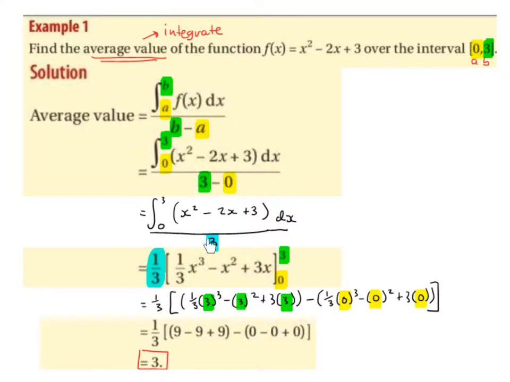And 3 minus 0 is 3, and technically I guess you have a 1 over here, so it's really 1 over 3, which is a third. So if you're dividing by 3, you're multiplying by a third.